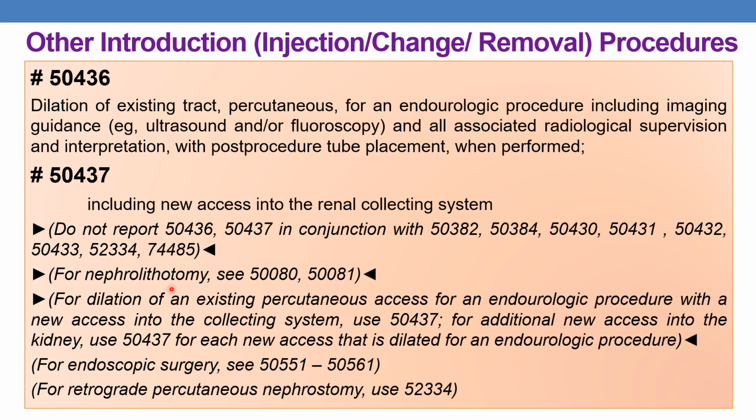For nephrolithotomy, you need to refer 50080 to 50081. And for dilation of an existing percutaneous access for an endourological procedure with a new access into the collecting system, you need to use 50437. For additional new access into the kidney, you need to use 50437 for each new access that is dilated for an endourological procedure. And for endoscopic surgery, you need to see 50551 to 50561. And for retrograde percutaneous nephrostomy, you need to see 52334.